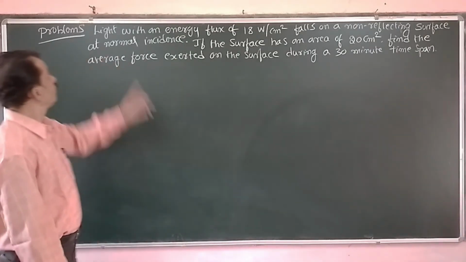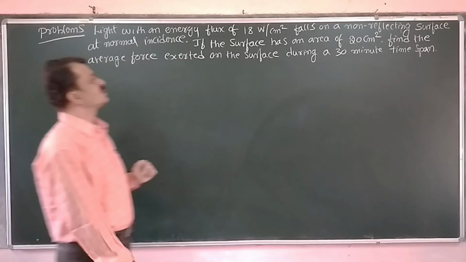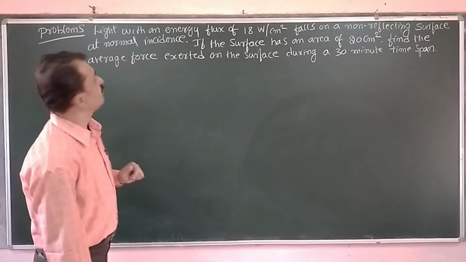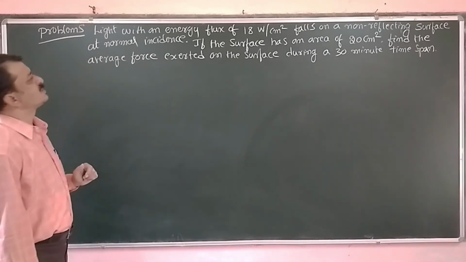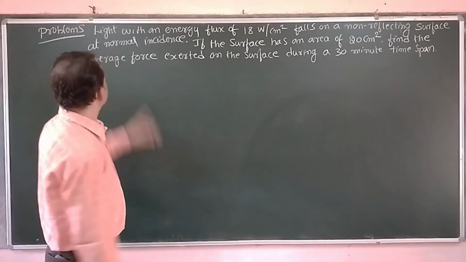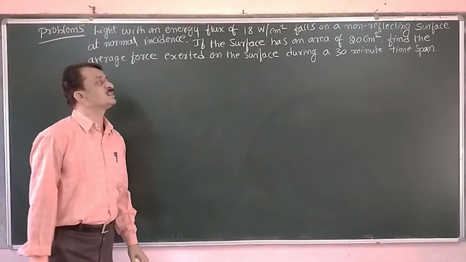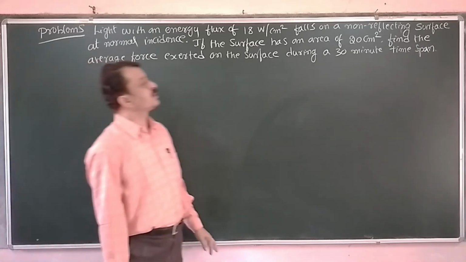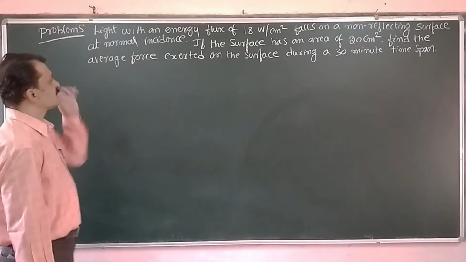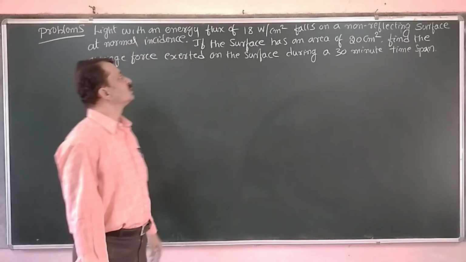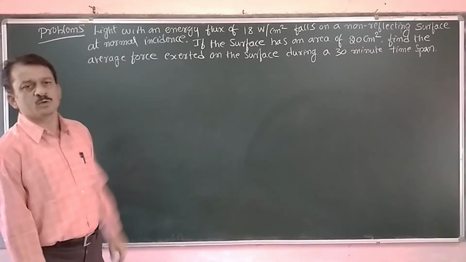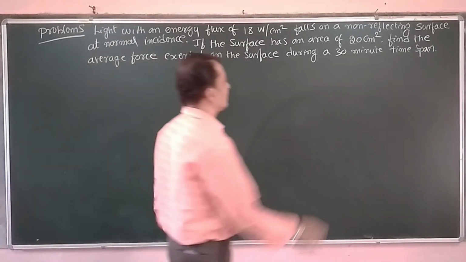Next problem. Light with an energy flux of 18 watt per centimeter square falls on a non-reflecting surface at normal incidence. If the surface has an area of 20 centimeter square, find the average force exerted on the surface during a 30-minute time span. Now we have a surface on which the energy flux is falling. Its area is given and we have to work out the force exerted on the surface.